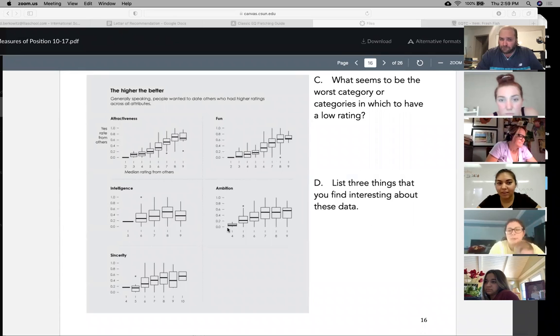Well, intelligence, right? Because it's kind of like a bell shape where it goes up and it reaches a peak and then comes right back down. That's right. And I know people who specifically will not date someone smarter than they are because they want to be the smart one in the relationship.